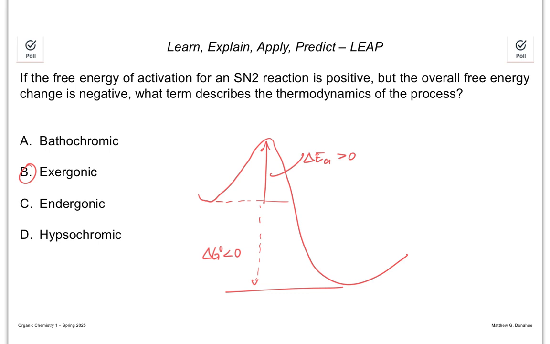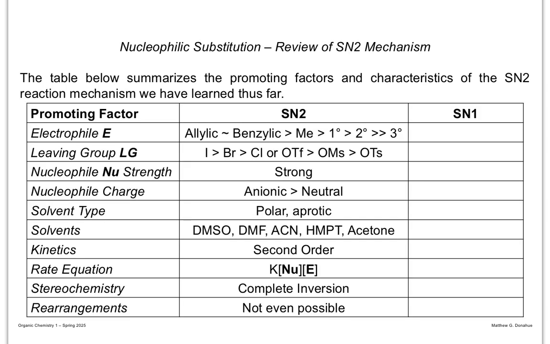So the reaction coordinate for the SN2 is fairly straightforward to interpret. As we'll see in a couple minutes, when we get to SN1, the terrain of that curve is a lot bumpier. So to review the SN2 mechanism, here's the bunch of promoting factors. I'm highlighting that in green. The different factors, there's the SN2 mechanism.